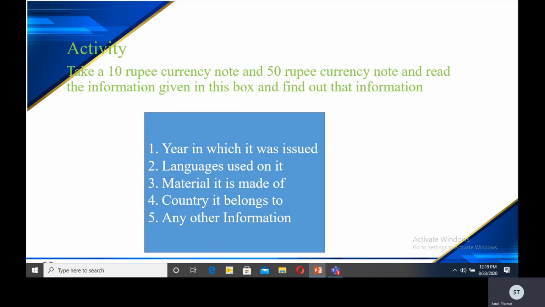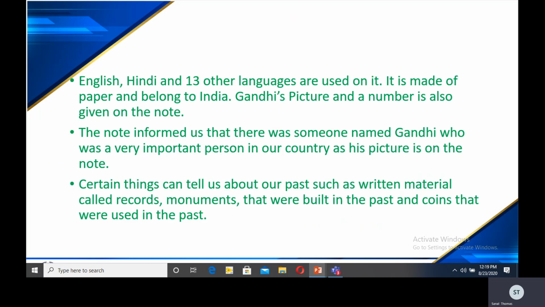Then we'll see. Once you do this, you can see that English, Hindi, and other 13 languages are used on it. And it is made of paper and it belongs to India. And you can see Gandhi's picture and a number is also given on the note. So this note informed us that there was someone named Gandhi who was a very important person in our country as his picture is on the note.